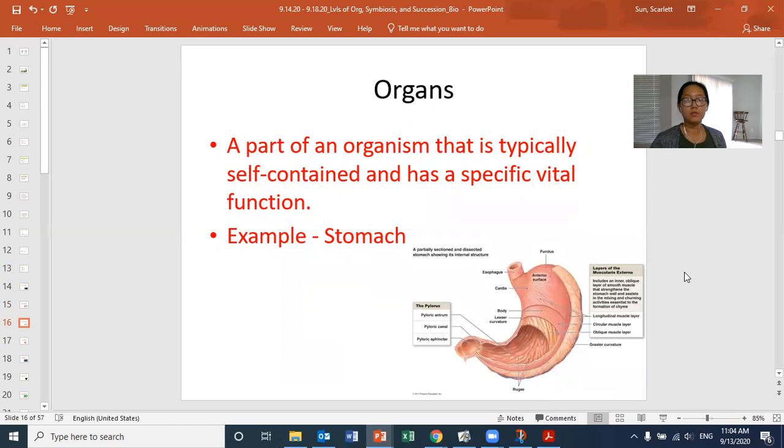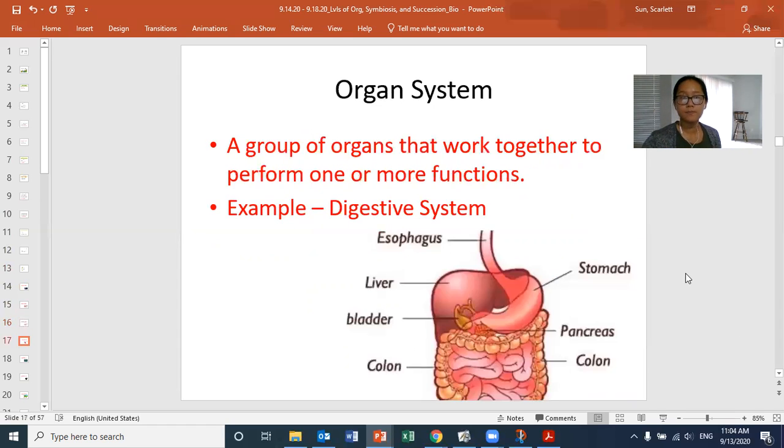Organs are part of an organism that is typically self-contained and has a specific vital function. You won't have it if it's not vital, right? It's not necessary. So an example is a stomach. There's different kinds of tissue in it, and when they all work together, they do one job, which is digestion. An organ system is a group of organs that work together to perform one or more functions. Right? So here you can see the digestive system that I explained earlier, and they all help you process your food and get energy.